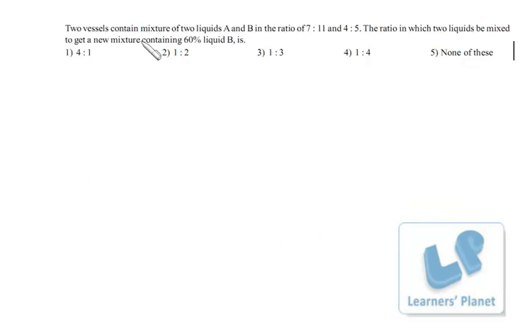Two vessels contain a mixture of two liquids A and B in the ratio 7:11 and 4:5. In what ratio should the two liquids be mixed to get a new mixture containing 60% liquid B? Now that's pretty simple. These sorts of questions we have discussed in the alligation and mixture session. So since we want 60% liquid B, that means liquid B part should be 3/5. 60% is 3/5. Over here liquid B is 11/18. Right, here it is 5/9, right? By mixing these two, we want 3/5 of B, right? So this is how we approach this sort of problems.